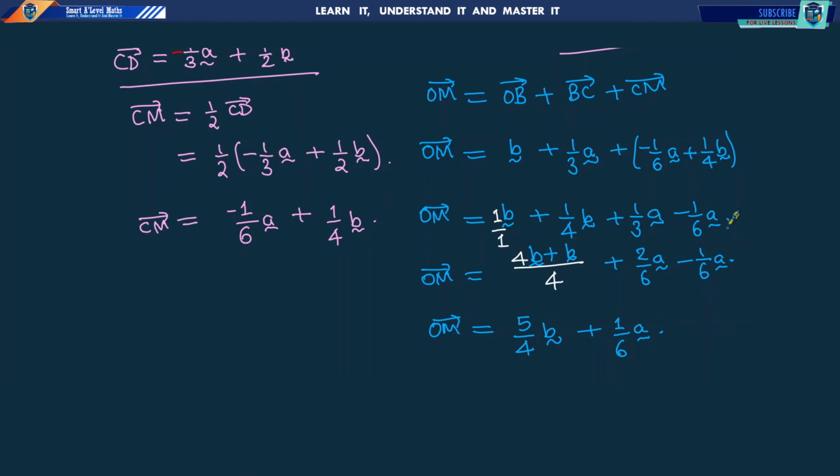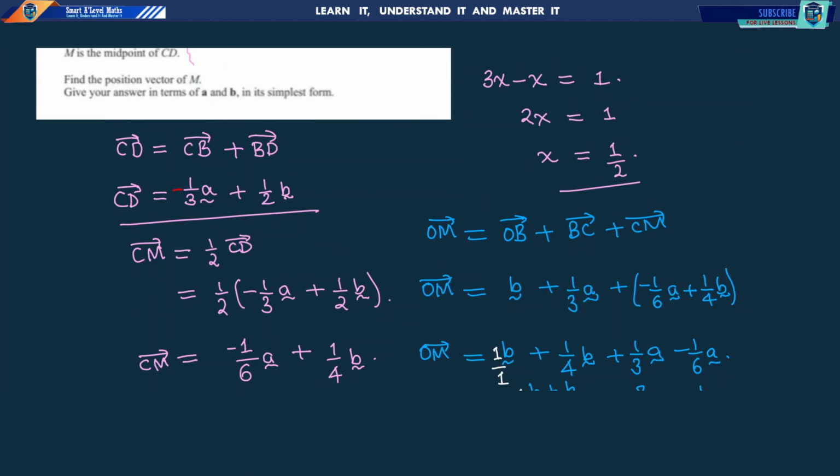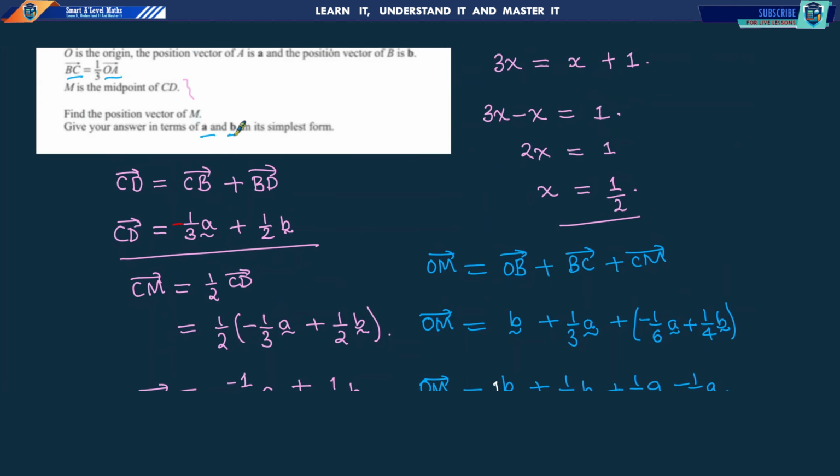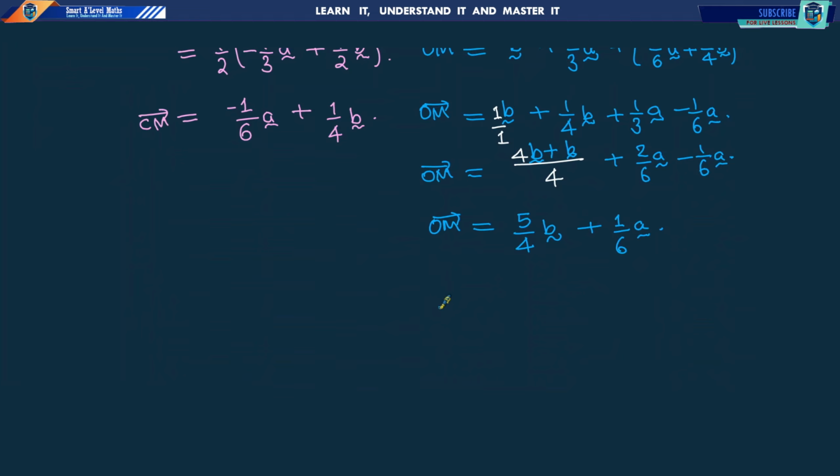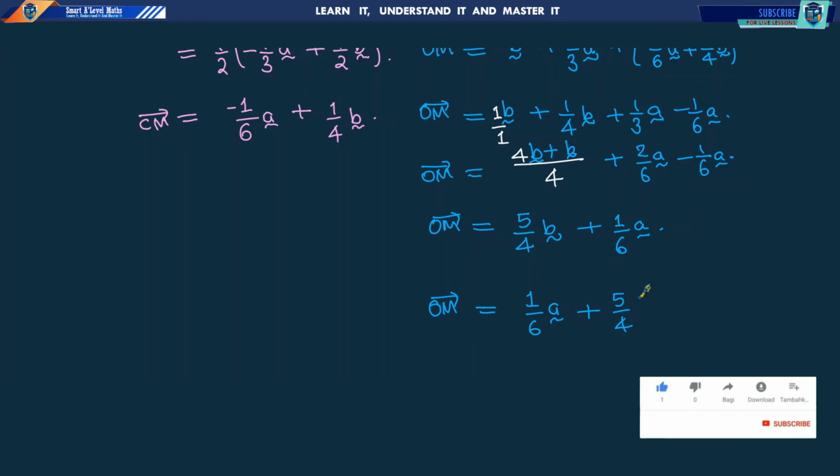The question demands that we get our answer in terms of A and B. So let's rearrange to swap these positions, and we have vector OM equals 1/6 vector A plus 5/4 vector B.